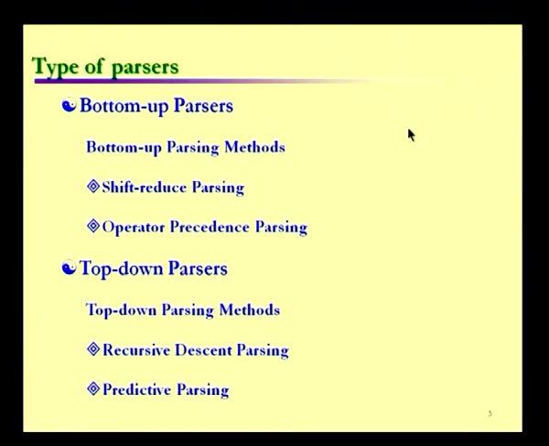Even though we say that the parser constructs the parse tree, how the parse tree is constructed differentiates how the parsing is done. There are two major classifications. One is bottom up parsing and the other is top down parsing. If the parse tree is constructed from top to bottom, that is, if you start with the root of the tree and continue to the leaf nodes in the parse tree, then it is called top down parsing. Whereas if you start with the leaf nodes and continuously build the tree towards the root, then it is called bottom up parsing.